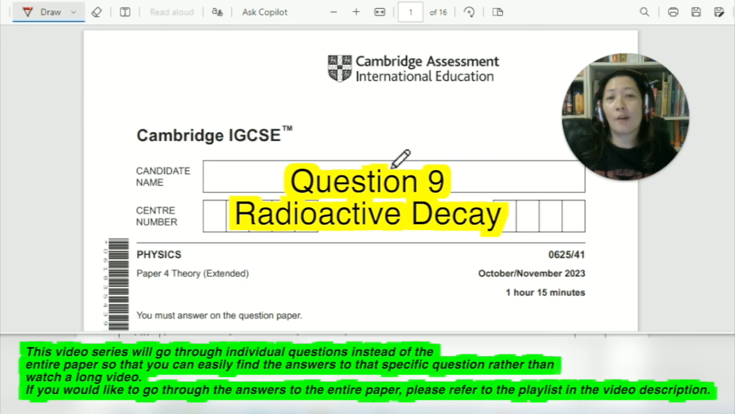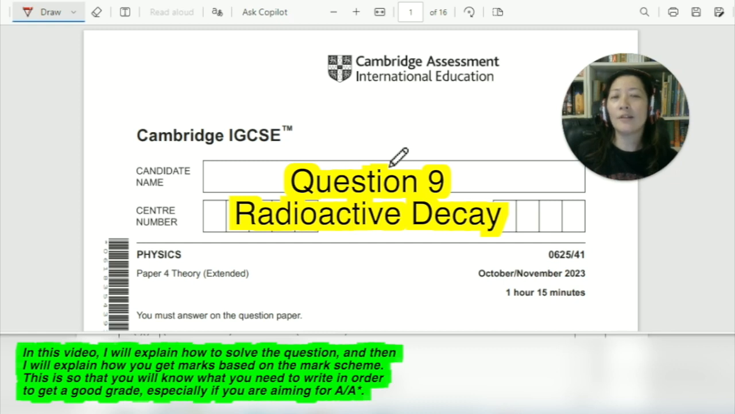Question 9 is from Unit 5, specifically from the topic of radioactive decay. In this video, we are going to do an immediate comparison against the mark scheme to make sure that we have written everything that needs to be written or drawn everything that needs to be drawn to maximize the marks that we can obtain from this question.